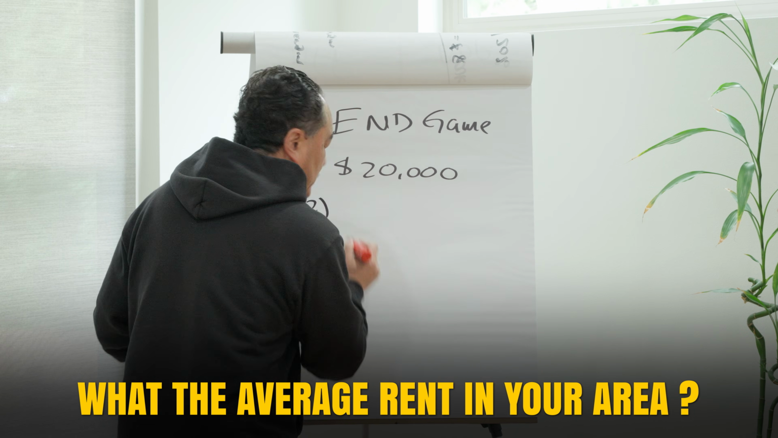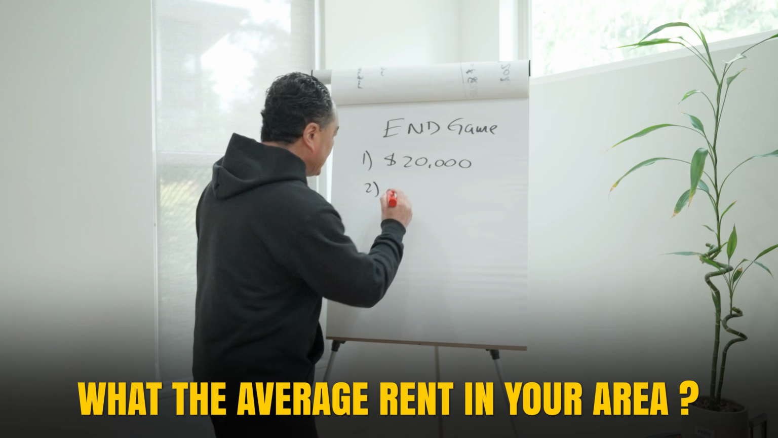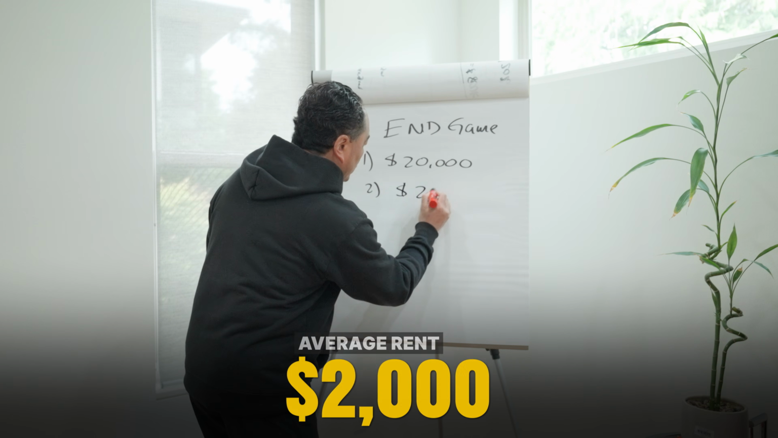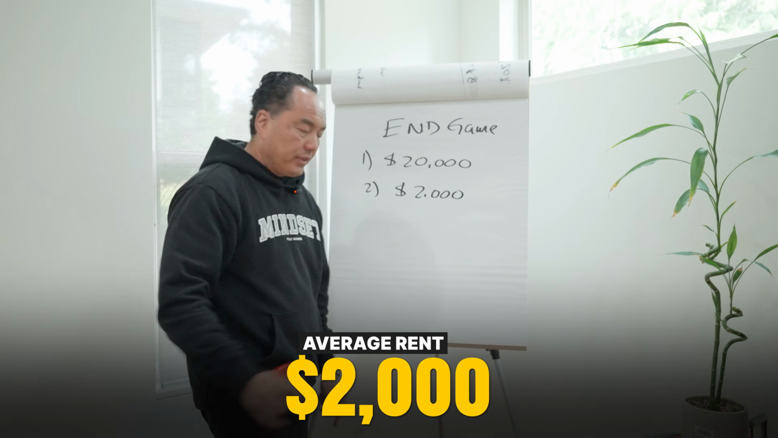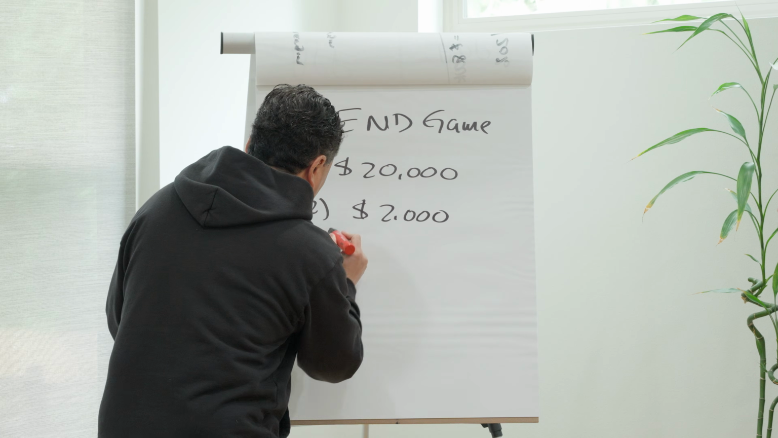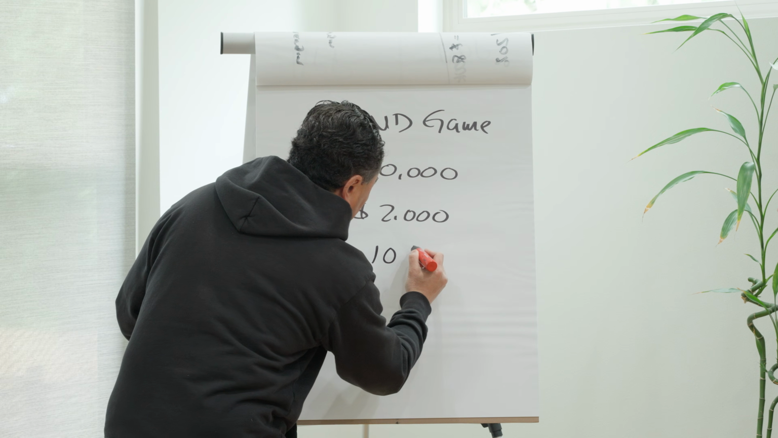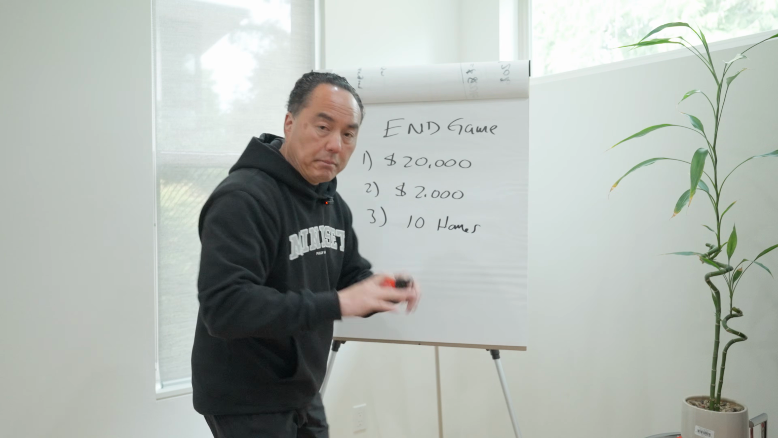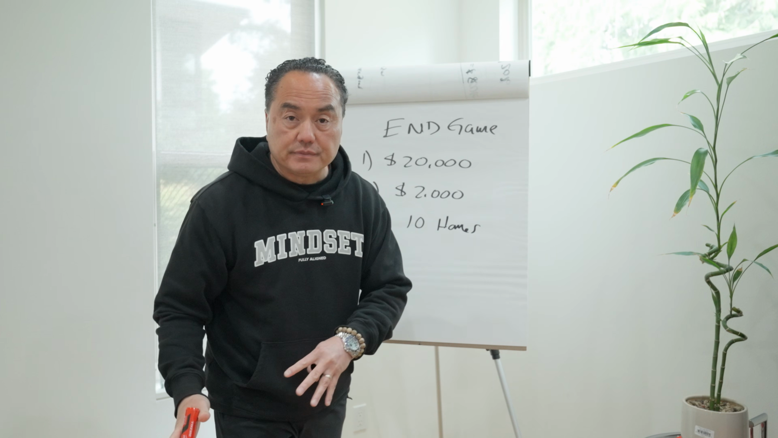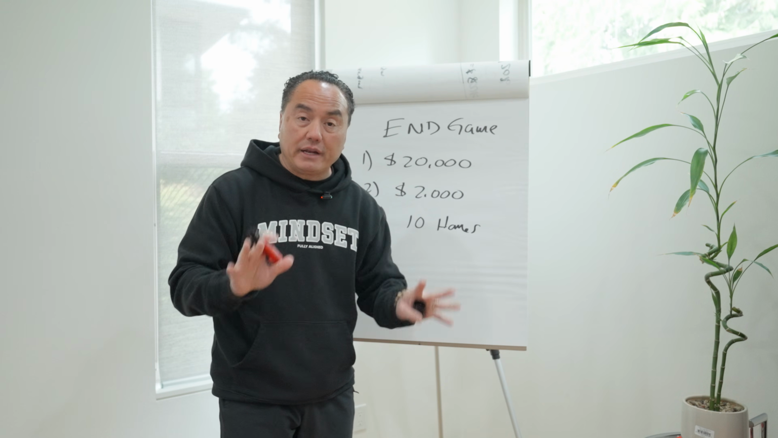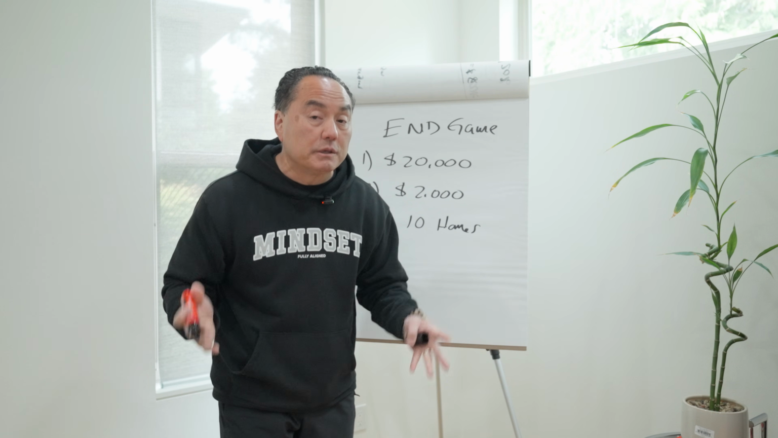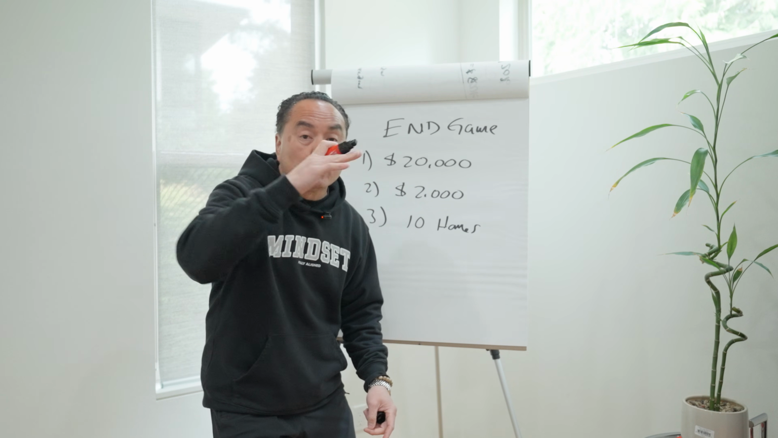Now, once you have that number, the second thing you got to ask yourself is this: what's the average rent in your area? Let's say the average rent in your area is $2,000. Okay? You divide this, then you're going to need 10 homes bought and paid off. Once you have 10 properties bought and paid off, you're going to get $20,000 a month every single month for the rest of your life and continue to keep raising the rent.